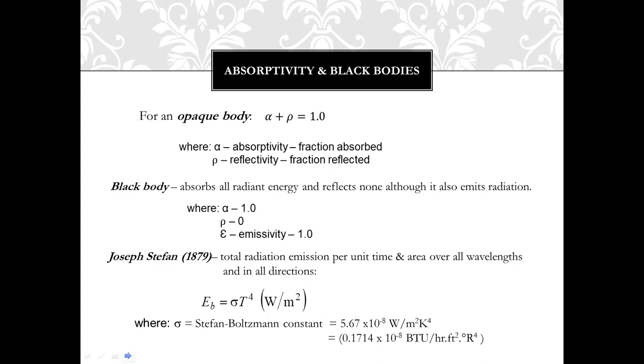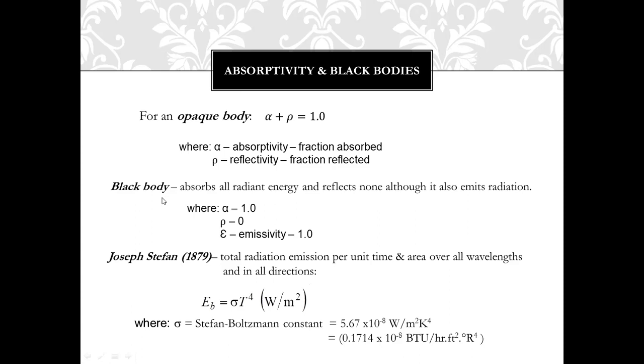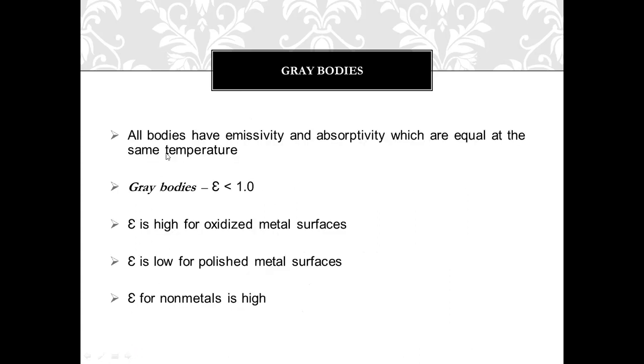We attribute it to Joseph Stefan. Now there was a mention of the opaque body here in the previous slide and the black body. What about gray bodies? All bodies have emissivity and absorptivity which are equal at the same temperature. So for these gray bodies, we say that their emissivity and their absorptivity are equal at the same temperature. For gray bodies, the emissivity is always less than 1.